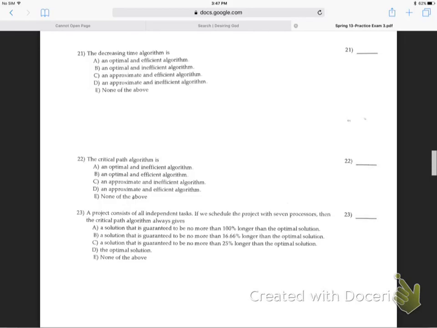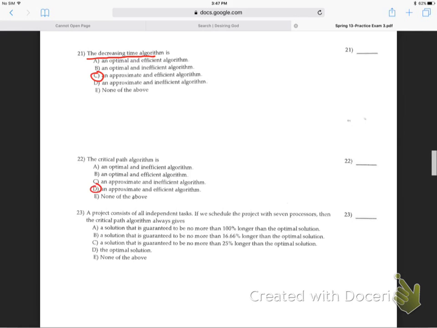Okay, here we go again. Same thing, decreasing time. Like I said, all the other algorithms, even the chapter 8 ones, are approximate and efficient. That was C, right? I'm not messing you up, right? That one was C. It's always C. Approximate and efficient. All the other algorithms, except for brute force. Brute force is the exact one that takes forever. Critical path, same thing. Approximate, efficient.